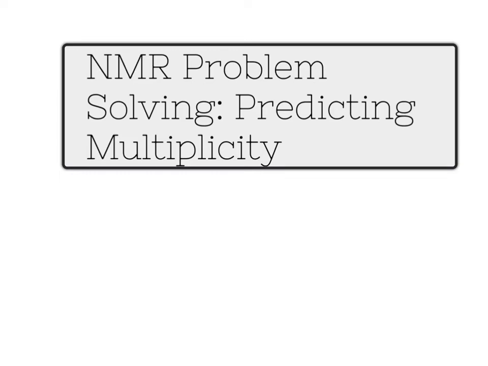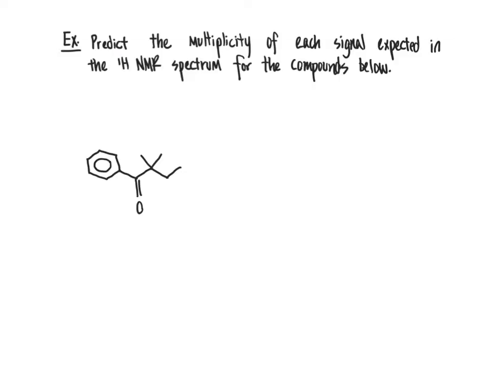The purpose of this video is to work through a few example problems that will test our understanding of the concept of multiplicity, or our spin-spin splitting patterns. So for this first example, we are going to predict the multiplicity for each of the signals expected in the proton NMR spectrum for the compounds shown below.